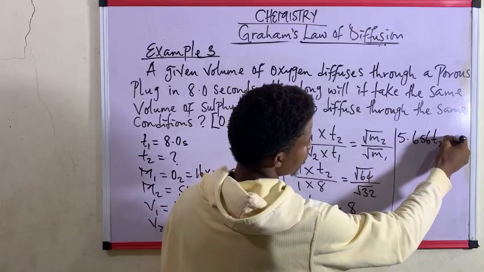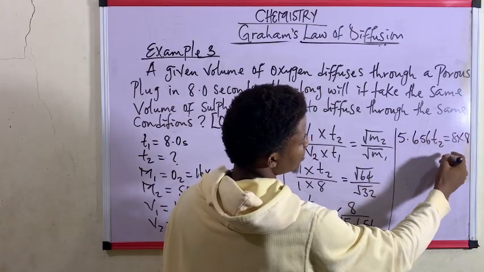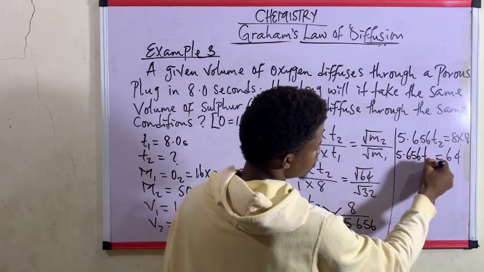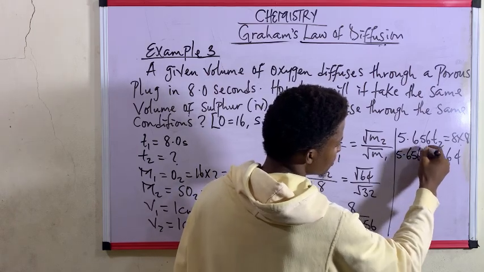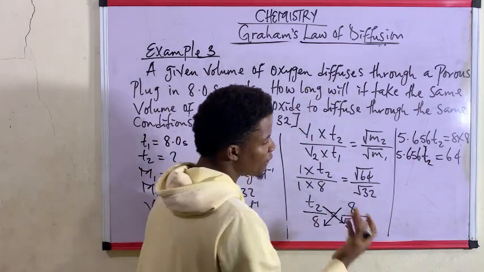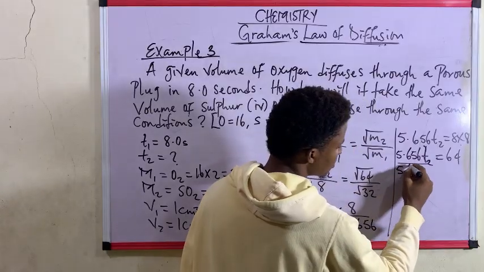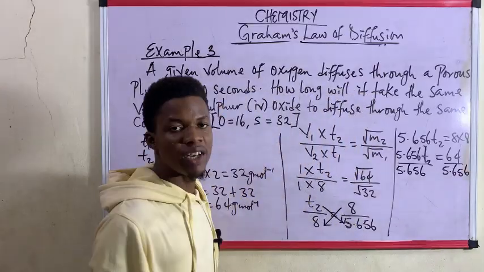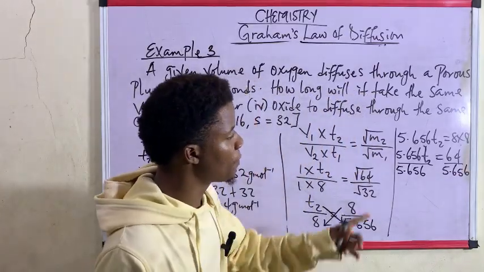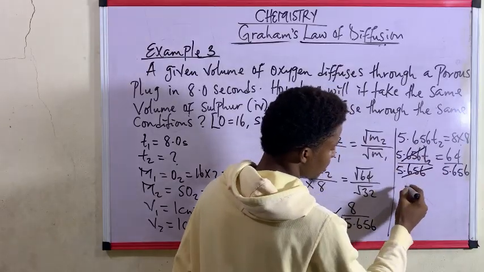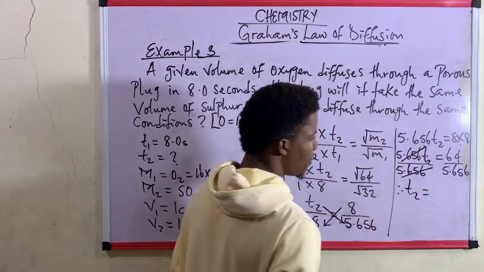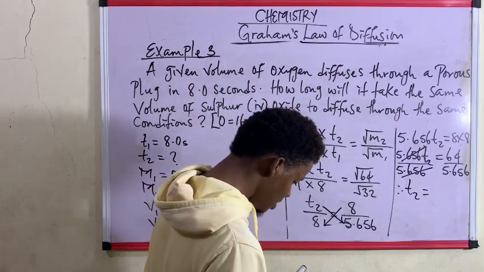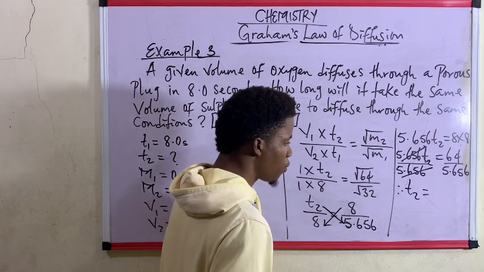So when we do this, we have 5.656 T2 equals 8 times 8. 8 times 8 is 64. So we have 64 equals 5.656 T2. At this point, we simply divide both sides by the number carrying the alphabet. So divide both sides by 5.656. Why are we dividing both sides by 5.656? Because 5.656 is the number carrying the alphabet, which is T2. So by the time we cancel out, T2 will be 64 divided by 5.656, and what we are going to get is 11.31 seconds.